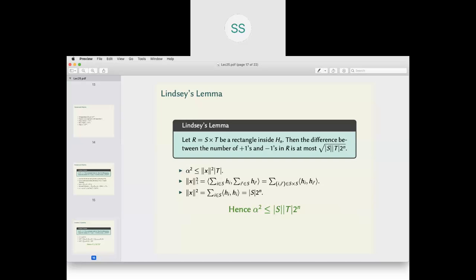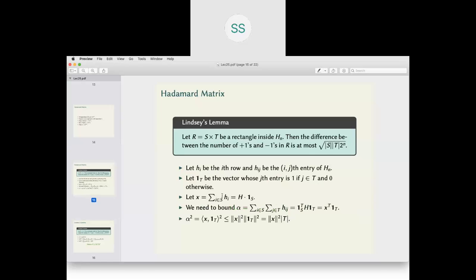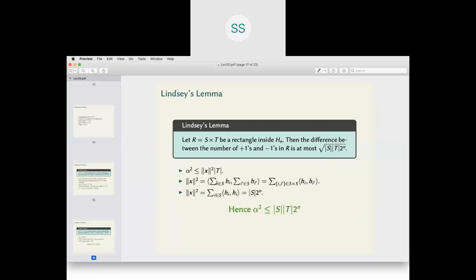So what is X? X is summation over all I in S, Hi. So I'm just writing that here. It is just the inner product of X with itself. I'm just writing it like this. Summation over all I in S, Hi. Summation over all I prime in S, Hi prime. And now I can take the summation outside and inside I can have inner product of Hi and Hi prime.